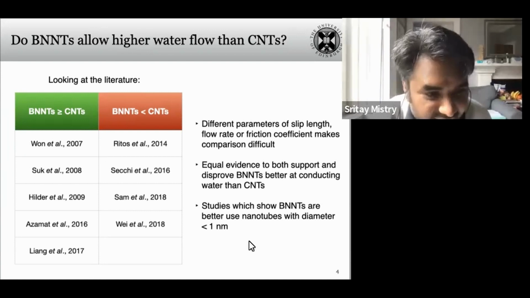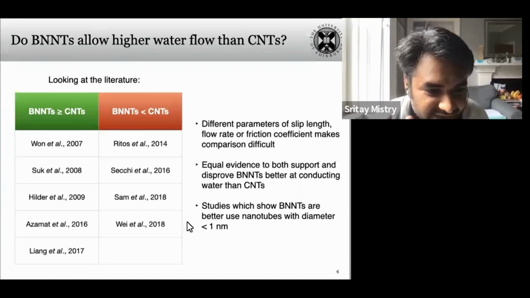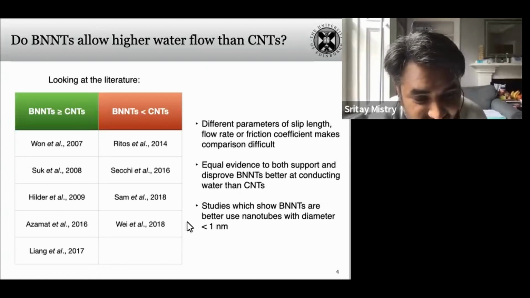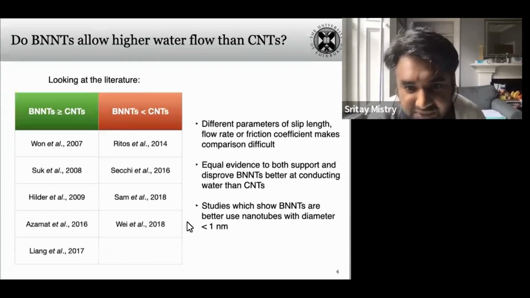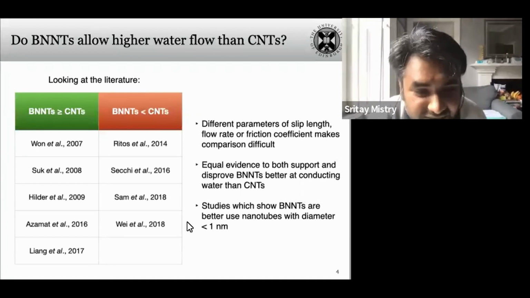If you look at the papers on the left-hand side of the table, then you can say that BNNTs conduct water equally or even better than CNTs, versus the papers on the right side. They show that BNNTs perform worse, that water flows slower in BNNTs. Clearly, there's some discrepancy, and it needs to be looked into, and we need to answer how fast does water actually flow through BNNTs.